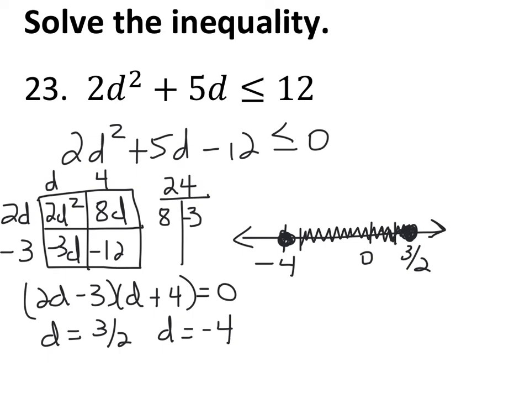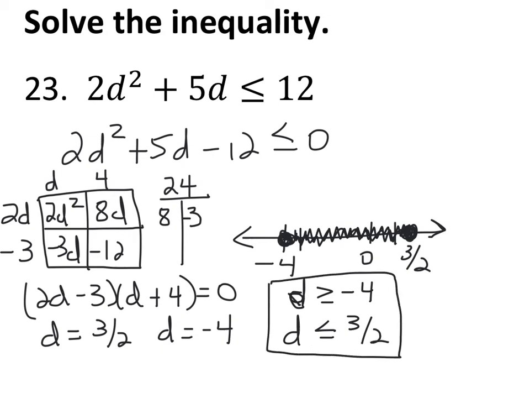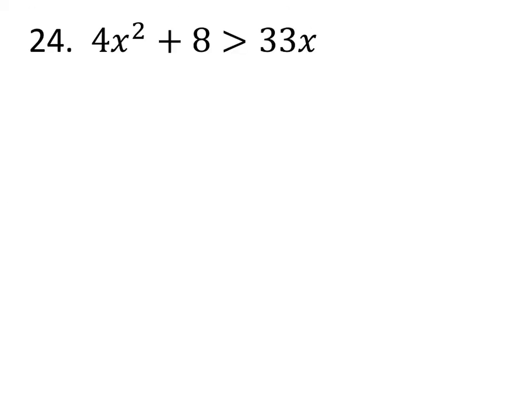So I could show my solution as this number line shaded in, or I could show my solution as X, or D, I should say, this is D. D is greater than or equal to -4, or D is less than or equal to 3/2. So either one of those ways to express my solution is fine. So problem 24 is the same kind of problem, so I'm going to go ahead and work that out, and then I will explain what I did.